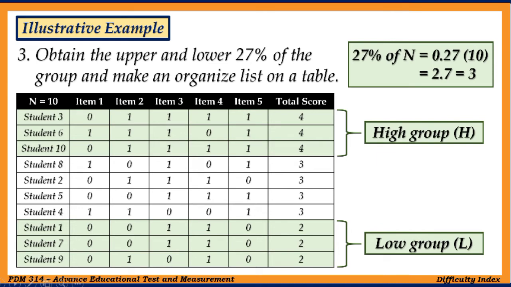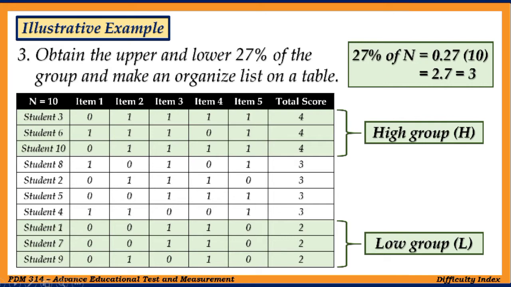Step number 3 is to obtain the upper and lower 27% of the group and make an organized list on a table. 27% of n is actually 27% of 10, the number of student takers.